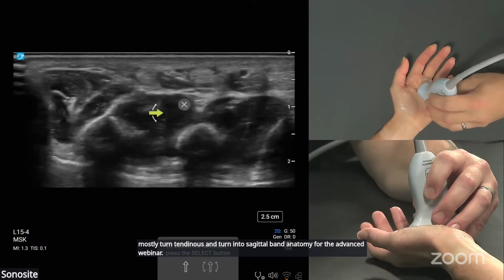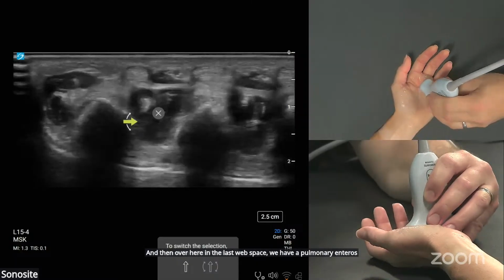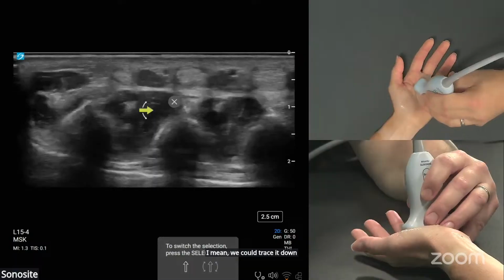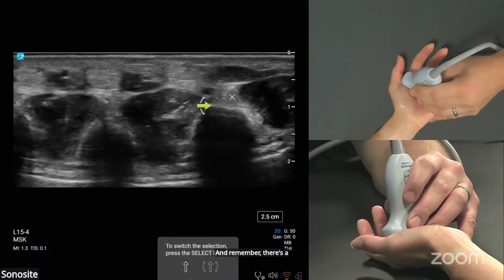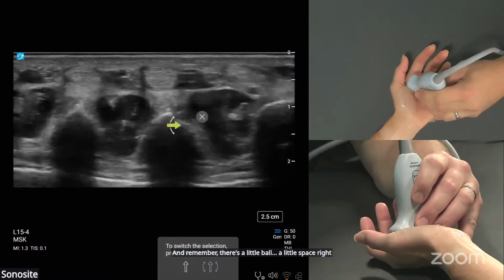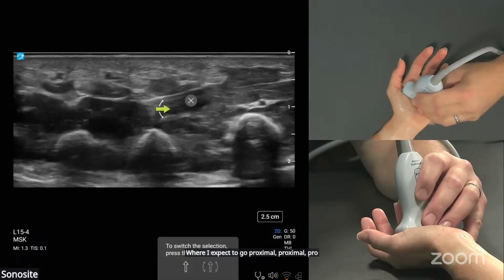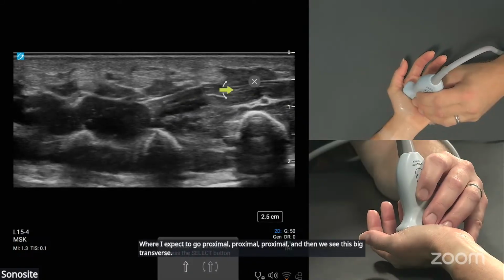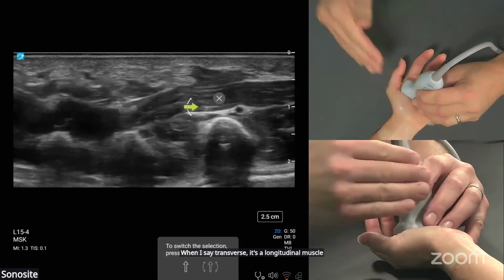And then over here in the last web space, we have a palmar interosseous on the 5th, and we could trace it down also. So that's your row of interossei. And remember, there's a little space right here, actually middle finger, where I expect to go proximal, and then we see this big transverse, or I say transverse, it's a longitudinal muscle transversely crossing the whole palm.